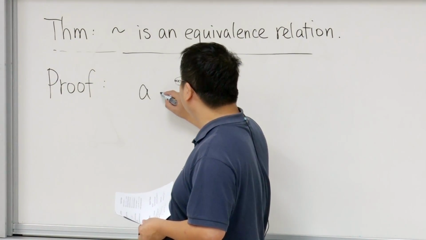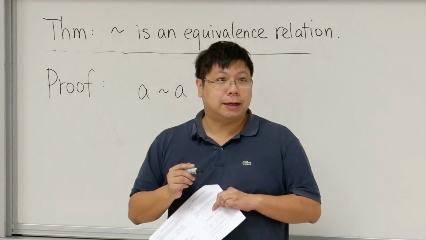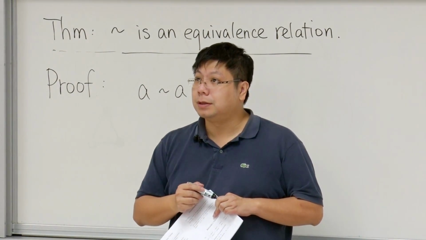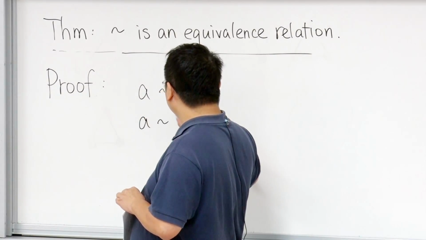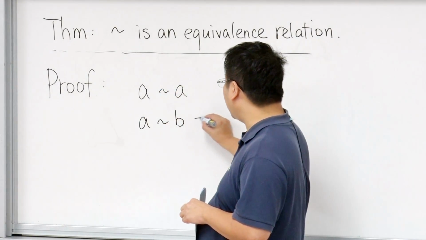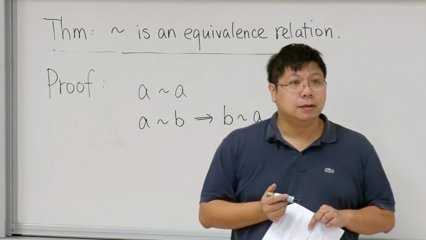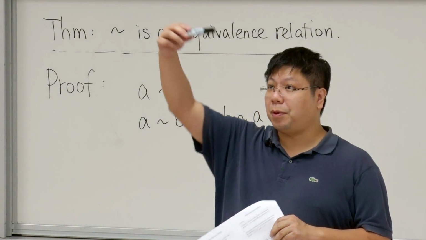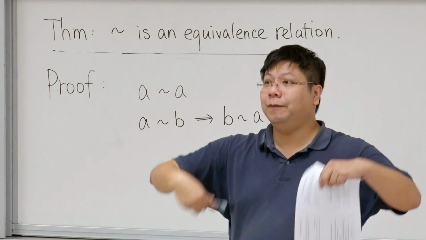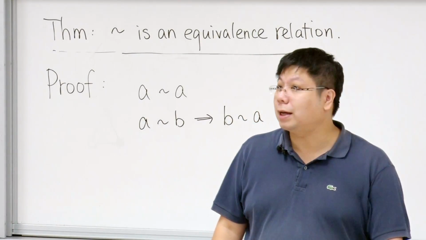Any item A is related to itself. Reason: because there is the identity permutation. Now if A is related to B, say they are distinct items, then B must be related to A, because it is a group. If there is a permutation that maps A to B, the inverse will map B to A. Does that make sense?